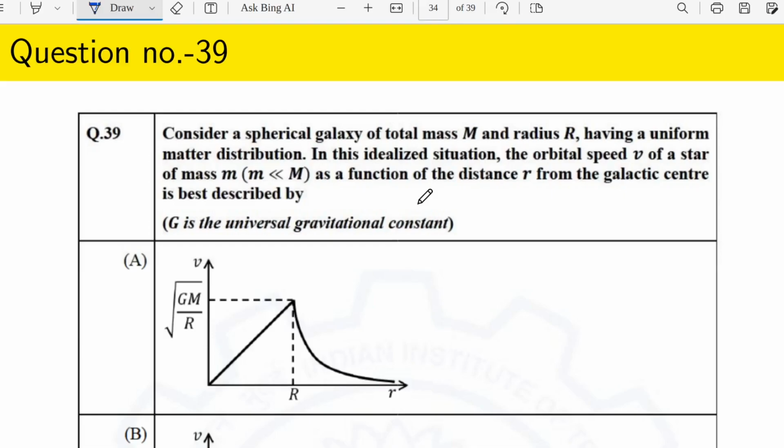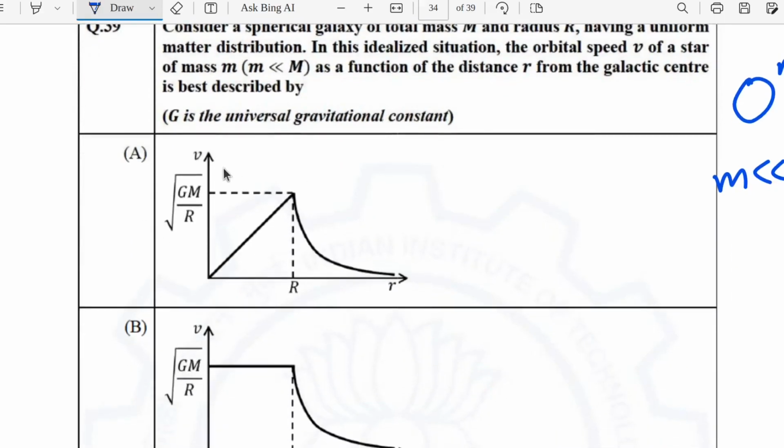In this idealized situation, the orbital speed v of a star, this is the orbital speed of that star of mass m, which is very less than M, as a function of the distance r from the galactic center, is best described by which expression. And the plot is nothing but between r and v. For each and every situation you can see the plot is between r and v.